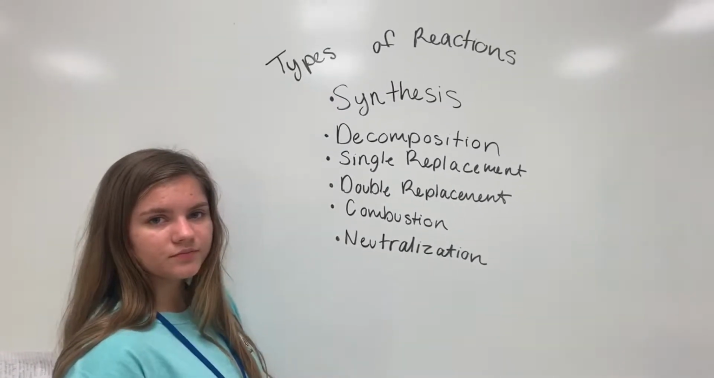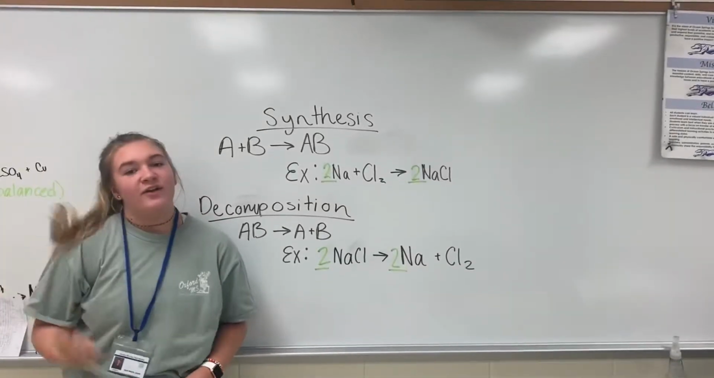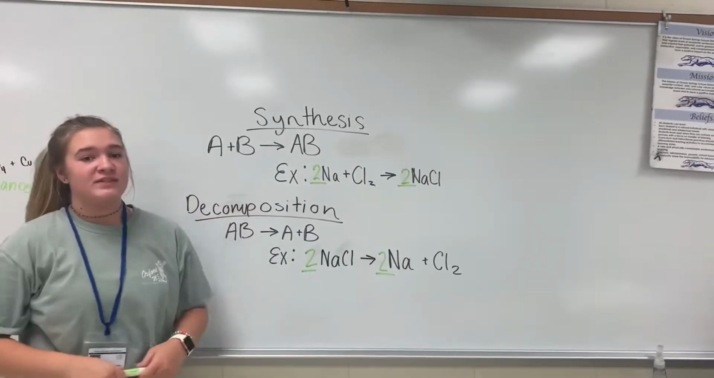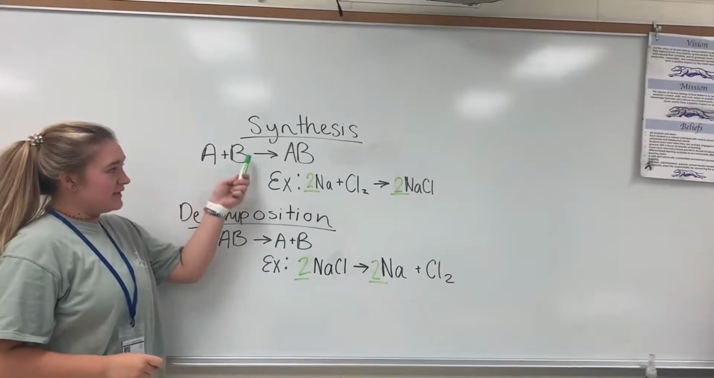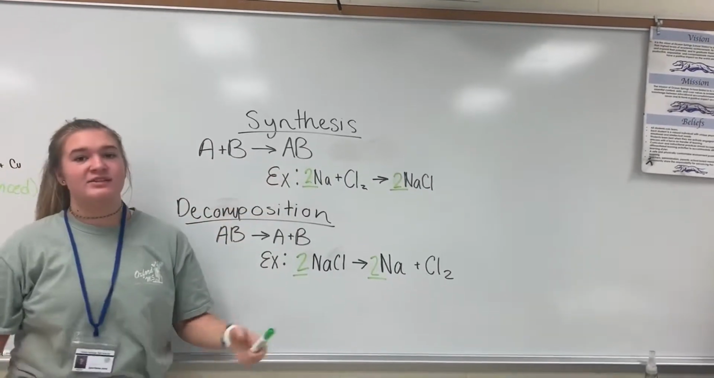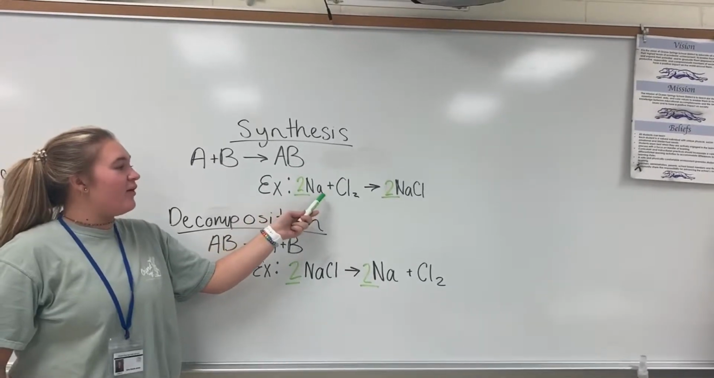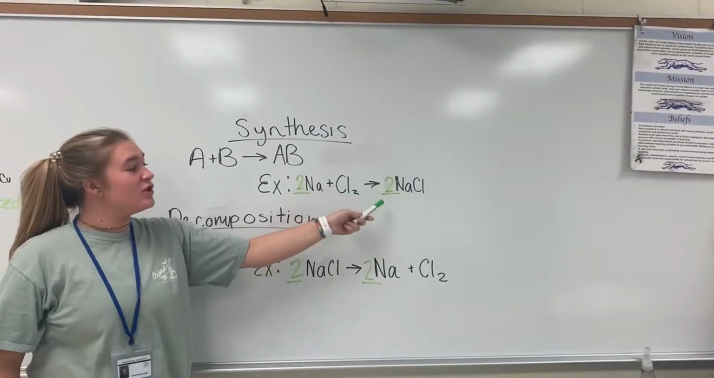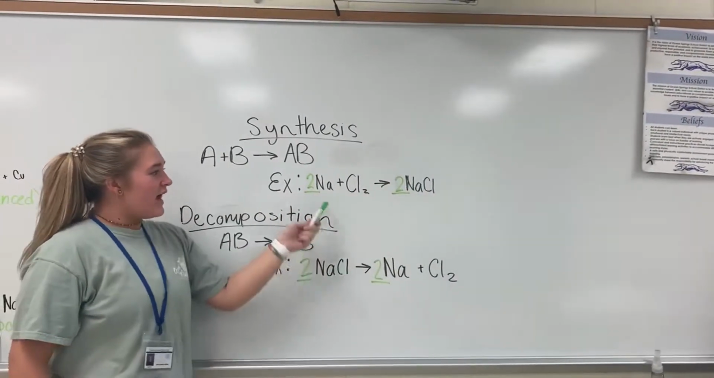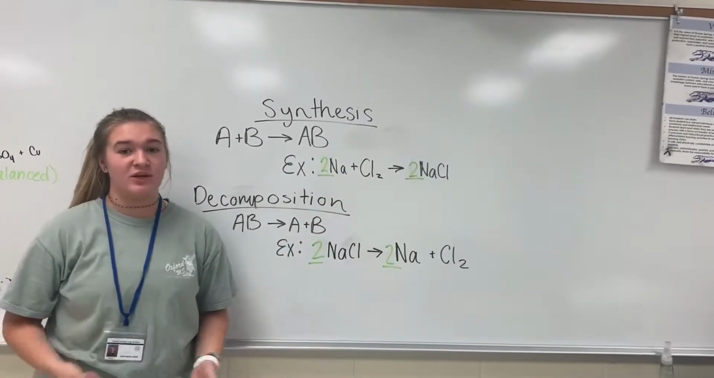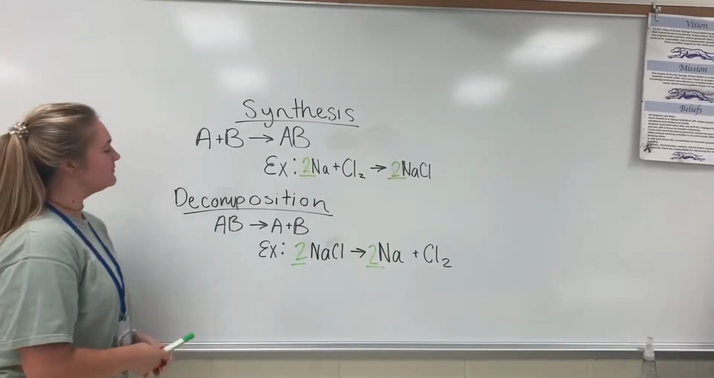Oh, I think I remember. So, one of the first types of reactions is synthesis. The formula for synthesis is A plus B yields AB. So you're basically just combining them. An example is 2 Na plus Cl2 yields 2 NaCl. And I have these 2's underlined here because I balanced out my chemical equation. You have to make sure your equation is perfectly balanced.